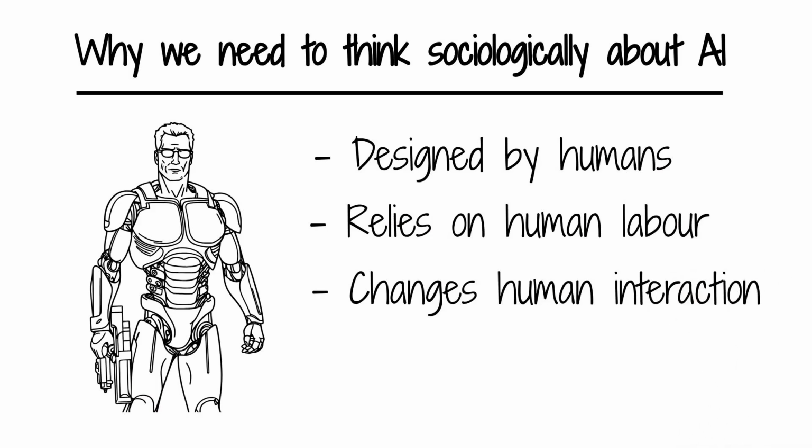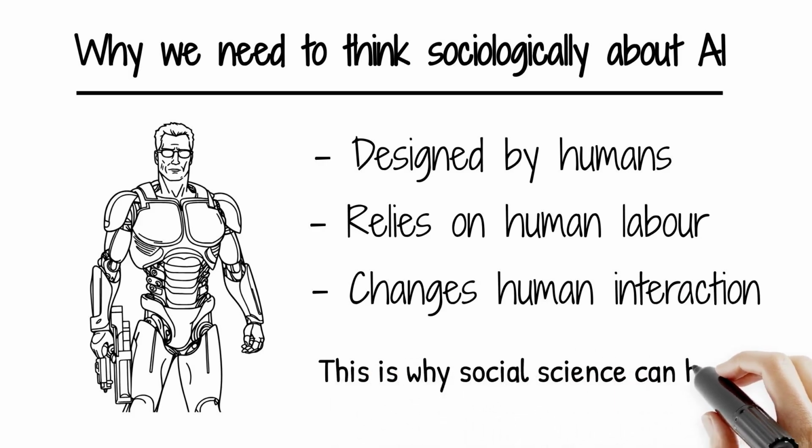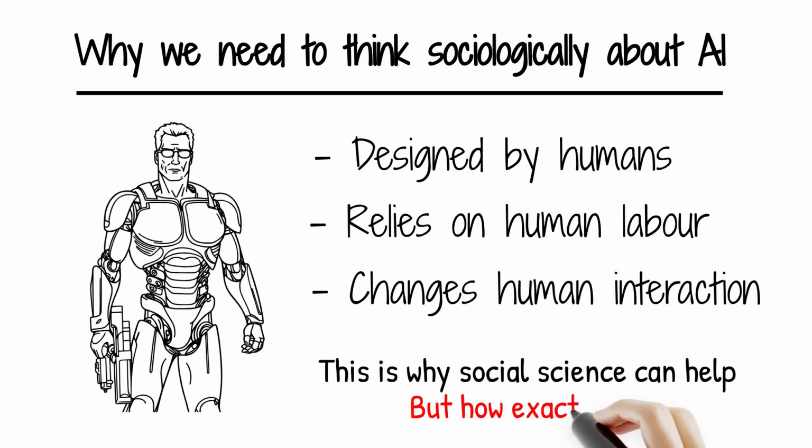To fully understand AI then, whether you're using it in your personal life, integrating it into your workplace, or concerned about its impact on the world, it helps to think sociologically about it. And this is what this series of short videos is about. And in this first one, we ask, what exactly is AI? Why is it important? And how does social science help us analyse it?